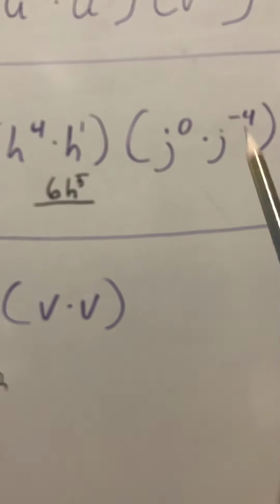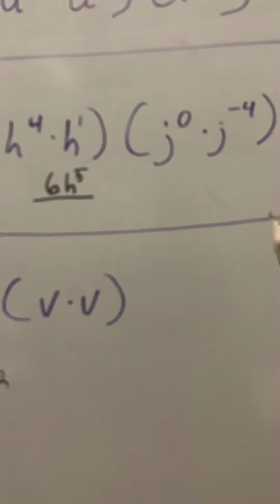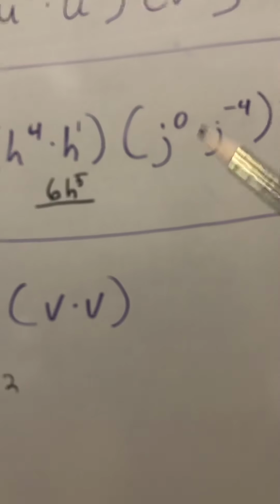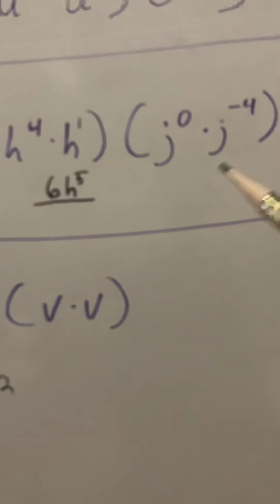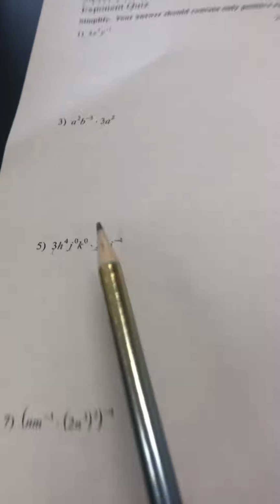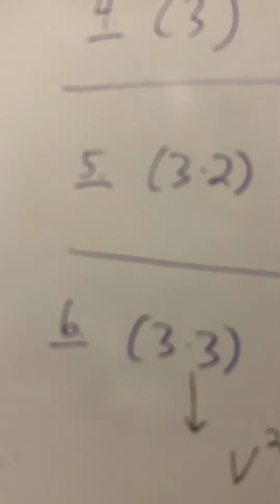Now you got to decide what you're going to do with your j. You have 0 minus 4. What is 0 minus 4? Where does that tell you to put your j with its exponent? And just so you know, that k to the 0 power that we had left over, anything to the 0 power is just 1, so you could just get rid of it. So hopefully that helps with number 5.